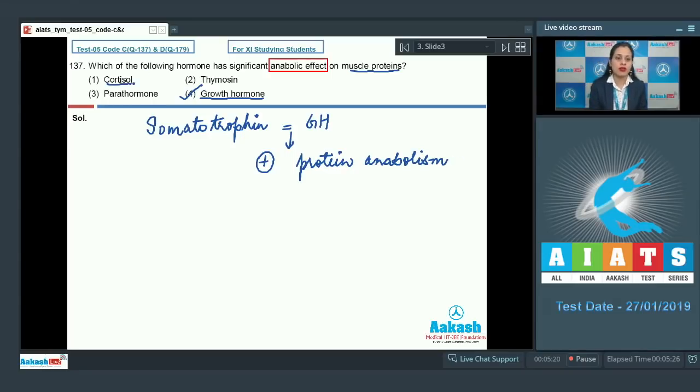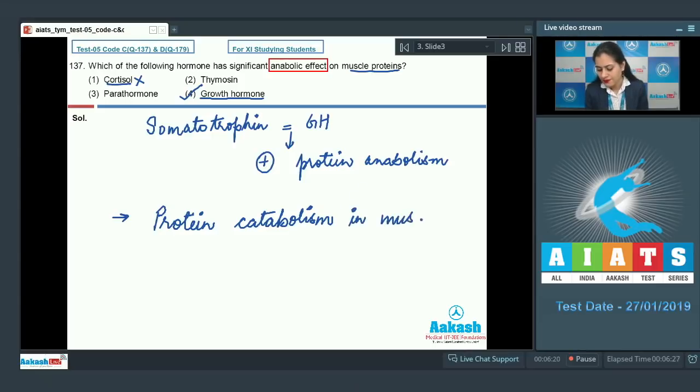The very first option is cortisol, and this is an incorrect option. Cortisol is a stress hormone which promotes protein catabolism in muscles. The next option is thymosin, and this is also an incorrect option. Thymosin, which is also known as the training school of T lymphocytes, is responsible for the maturation of T lymphocytes.